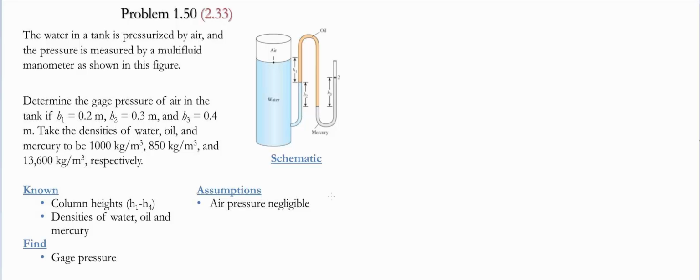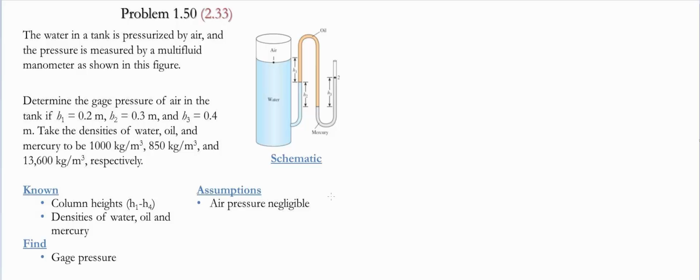Problem 1.50 or 2.33 for the given thermodynamics books, but for reference please look at the information below. In this problem there is water in a tank which is pressurized by air. The pressure is measured by a multi-fluid manometer, which is shown in the figure. We need to determine the gauge pressure of the air if the values of H1, H2 and H3 are provided, as well as the densities of water, oil and mercury.